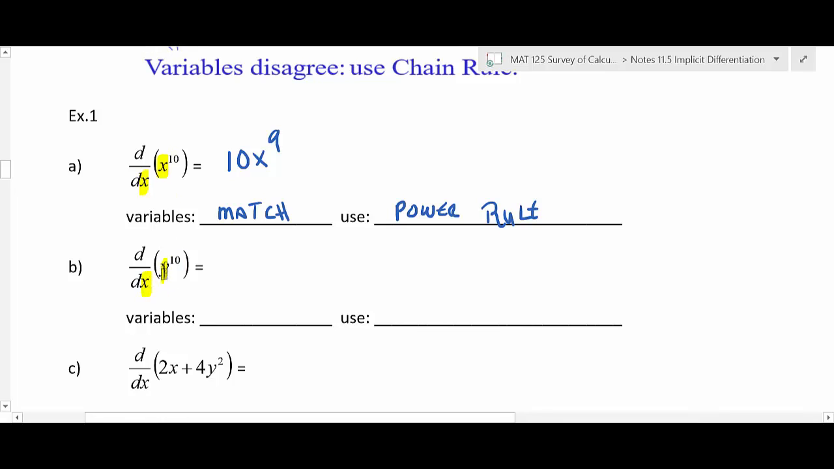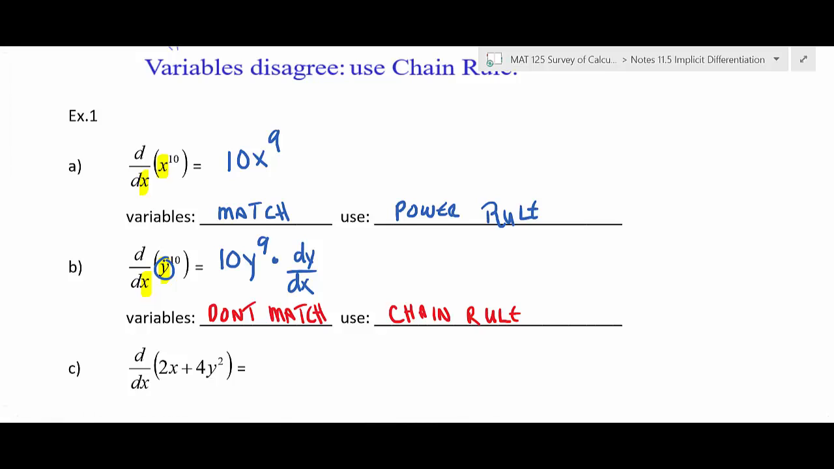Look at the next one. Do the variables match? No. So when they don't match, you use the chain rule. It's easy to do; you just have to remember that extra piece. The derivative of y to the 10th is 10y to the 9th, but then you add in dy over dx. You're really multiplying by the derivative of what's inside. It's a different variable, so if the variables don't match, you must add in that extra piece. Everybody got that?